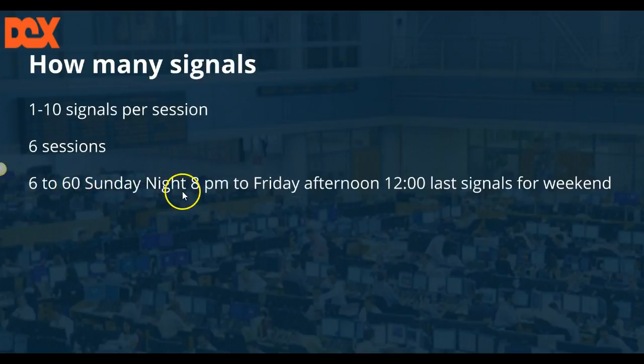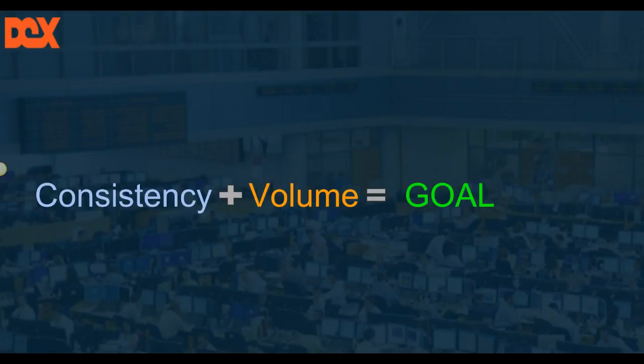That's between Sunday night 8 p.m. Eastern time to Friday afternoon 12 is the last signals, and those will expire at 3 o'clock Eastern time. It's a heck of a lot of signals. So how do you eat all those? Well, you don't. We teach you inside how to consistently trade 1 or 2, maybe 3 signals per session or a day. Keep that in mind, a day.